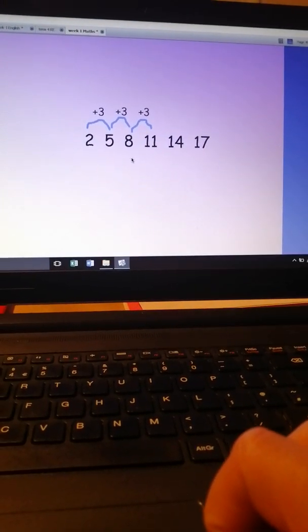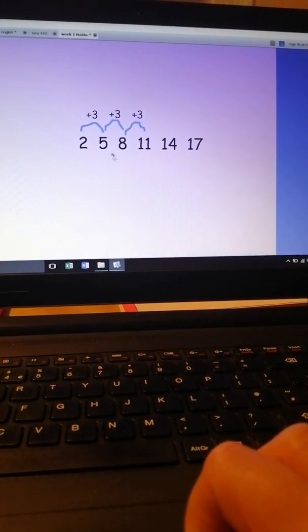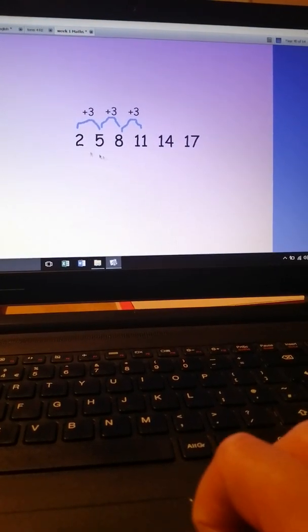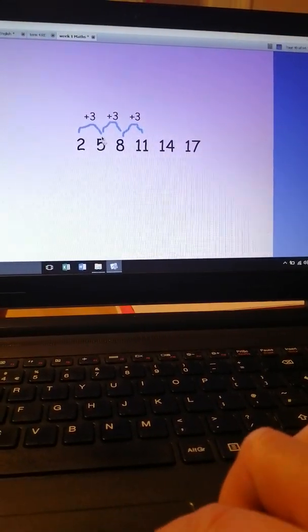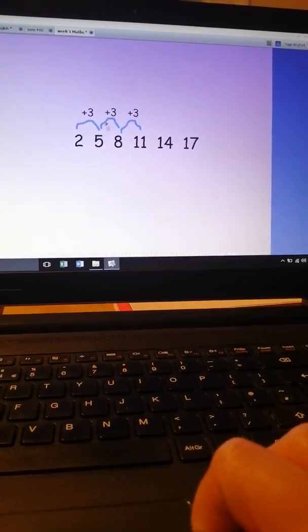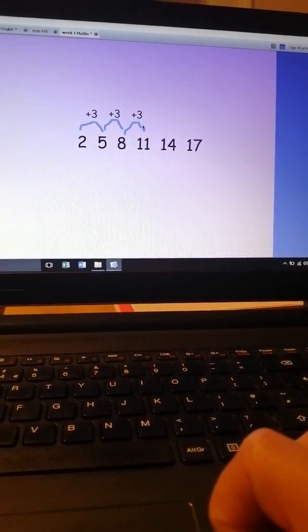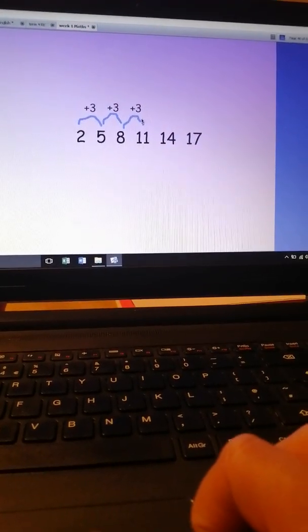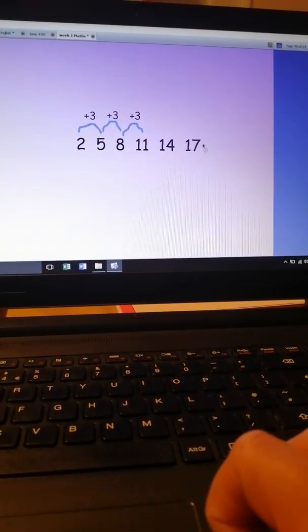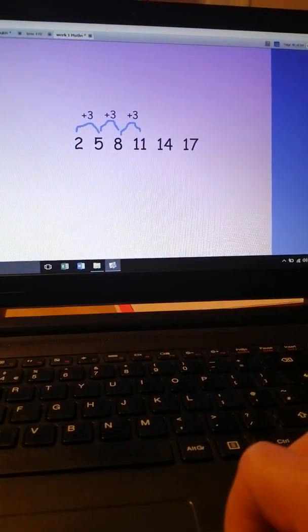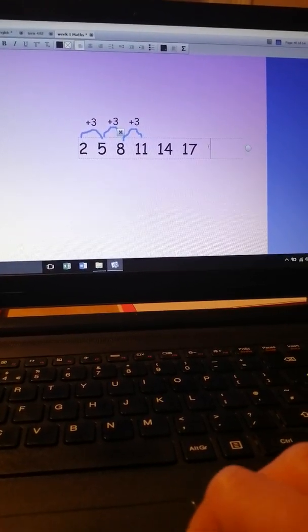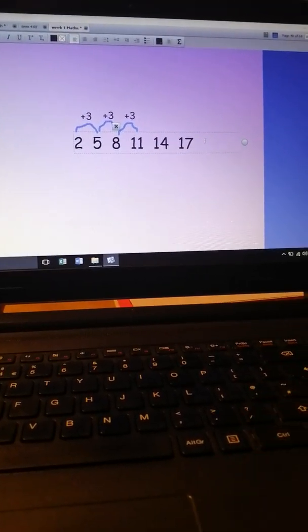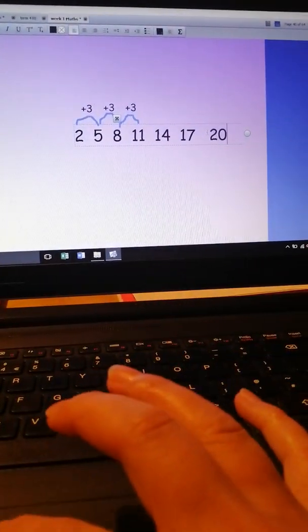So if we have a look at this one, I've already worked out that it's increasing, my numbers are getting bigger, and I've already worked out that to get from the first number to the second number, I need to add 3. And then I need to add 3 again, and add 3 again. So following my pattern, let's see if you can work out what my next number is going to be. So what number is coming after 17? If you got 20, well done.